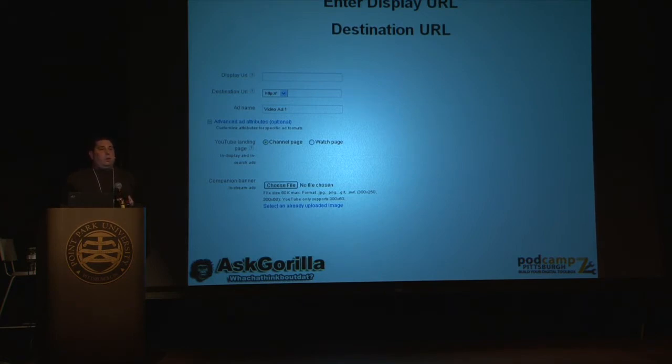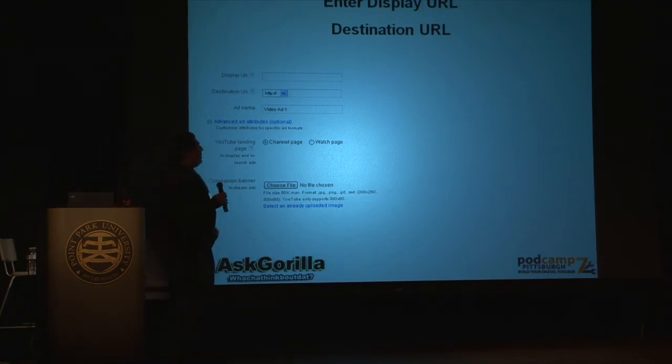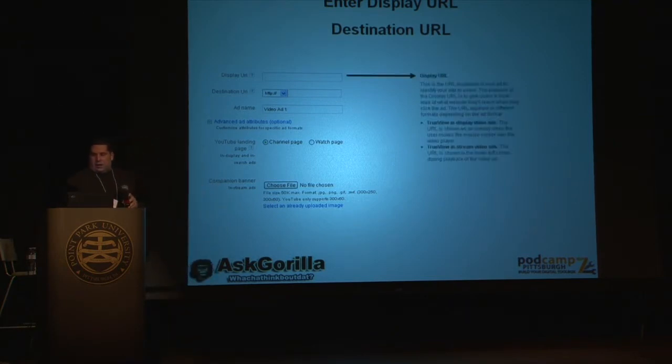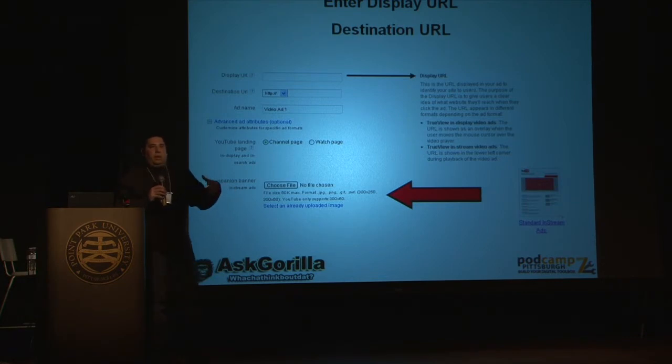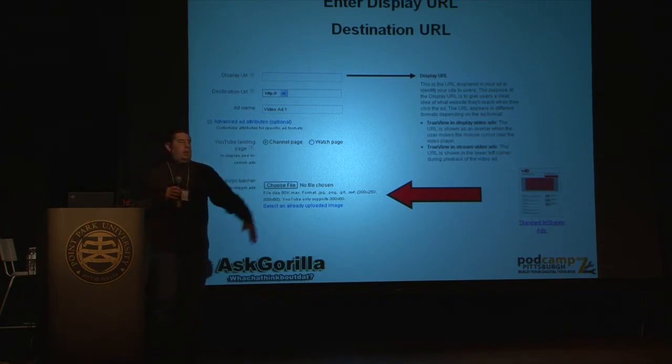So what do we do once we've got our video selected, we have it in the ad stream. Now what are we going to do? We're going to enter a display URL and a destination URL. These are 2 different URLs. You want to think of them completely differently. The display URL is what the customer will see. Let's see if I have a screenshot. The display URL is what they'll see. So in my case, if I'm doing it for Ask Gorilla, I would have askgorilla.com/related-title.